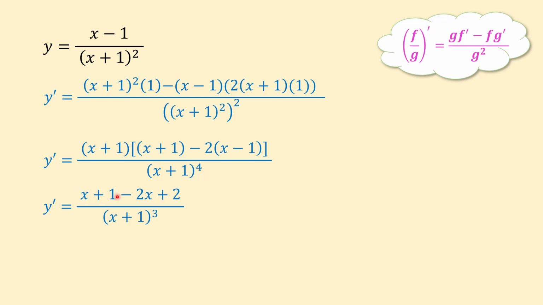x plus 1 minus 2x plus 2 in the numerator and x plus 1 to the third in the denominator. And finally, x minus 2x is negative x, 1 plus 2 is 3, and we have minus x plus 3 in the numerator over x plus 1 to the third in the denominator.